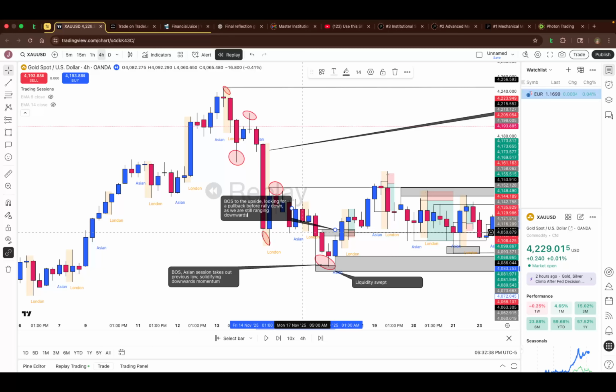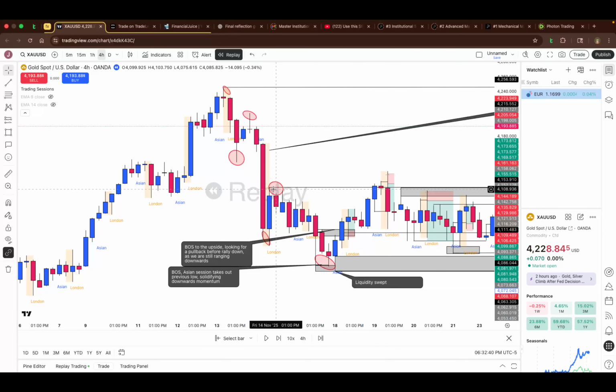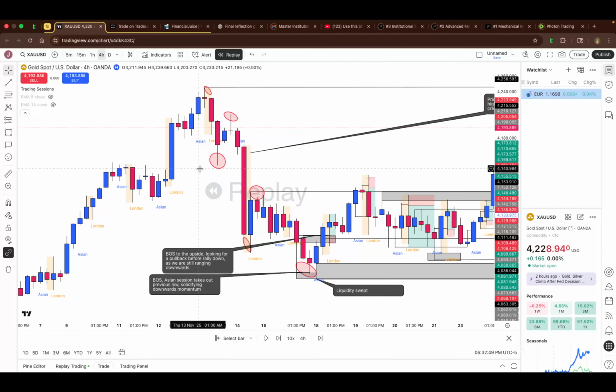So what's our range right now? Our range is this high that took out this low. So from this high to this low, this is our range. This whole range, we could see price get back up here and then slam down or something.